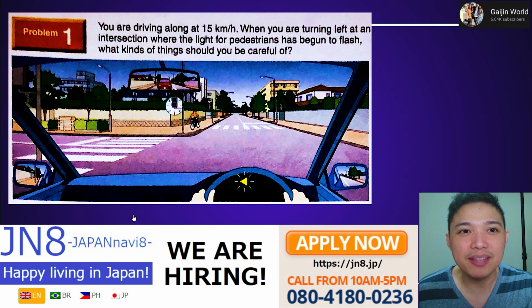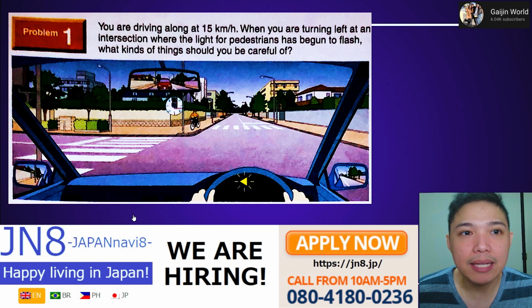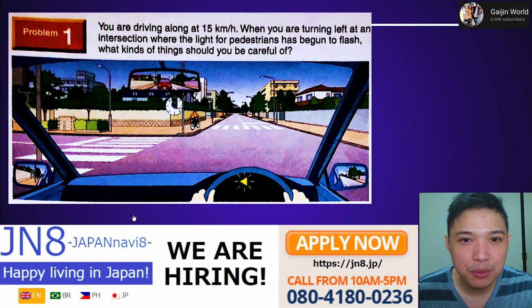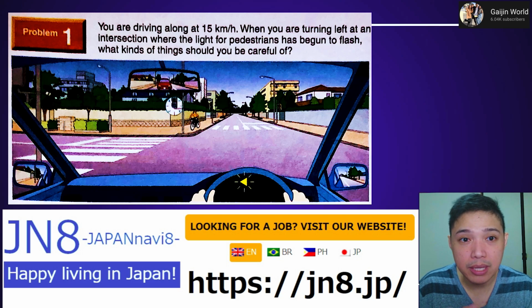This is question number 1. You are driving along at 15 kilometers per hour when you are turning left at an intersection where the light for pedestrians has begun to flash. What kinds of things should you be careful of? As you can see in the picture, we will observe first what kind of things we can see on the screen.